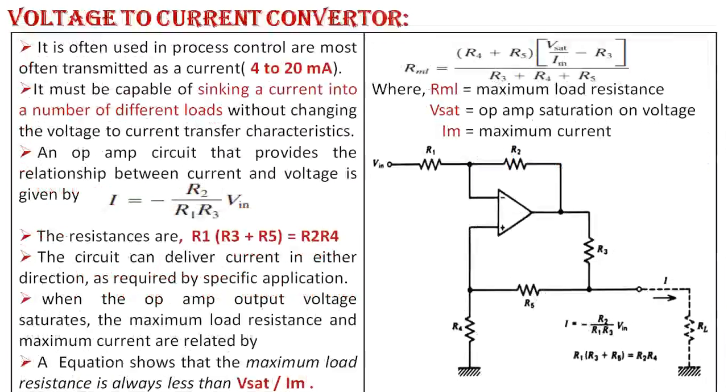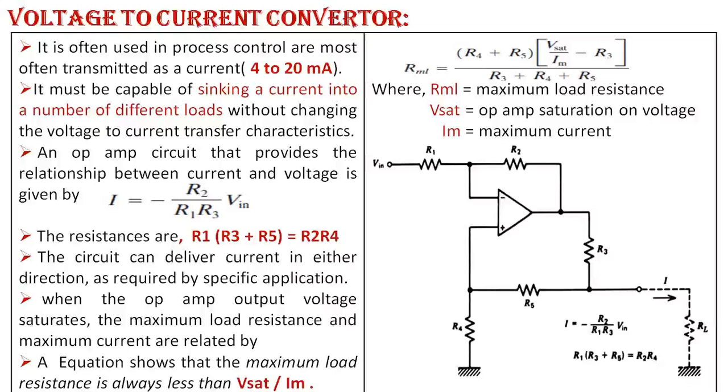Next one is the voltage to current converter. It is often used in a process controller, most often transmitted as a current of 2 to 20 mA. It must be capable of sinking a current into a number of different loads without changing the voltage to current transfer characteristics. An op-amp circuit provides the relationship between current and voltage given by I is equal to minus R2 upon R1 plus R3 into Vin.